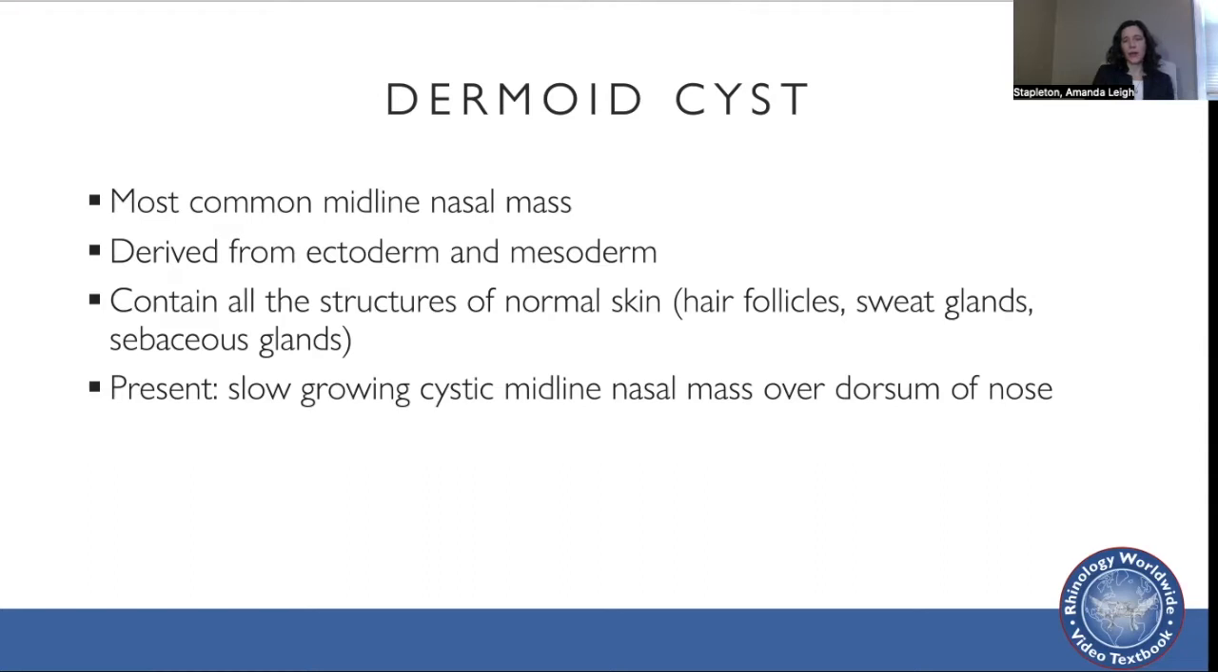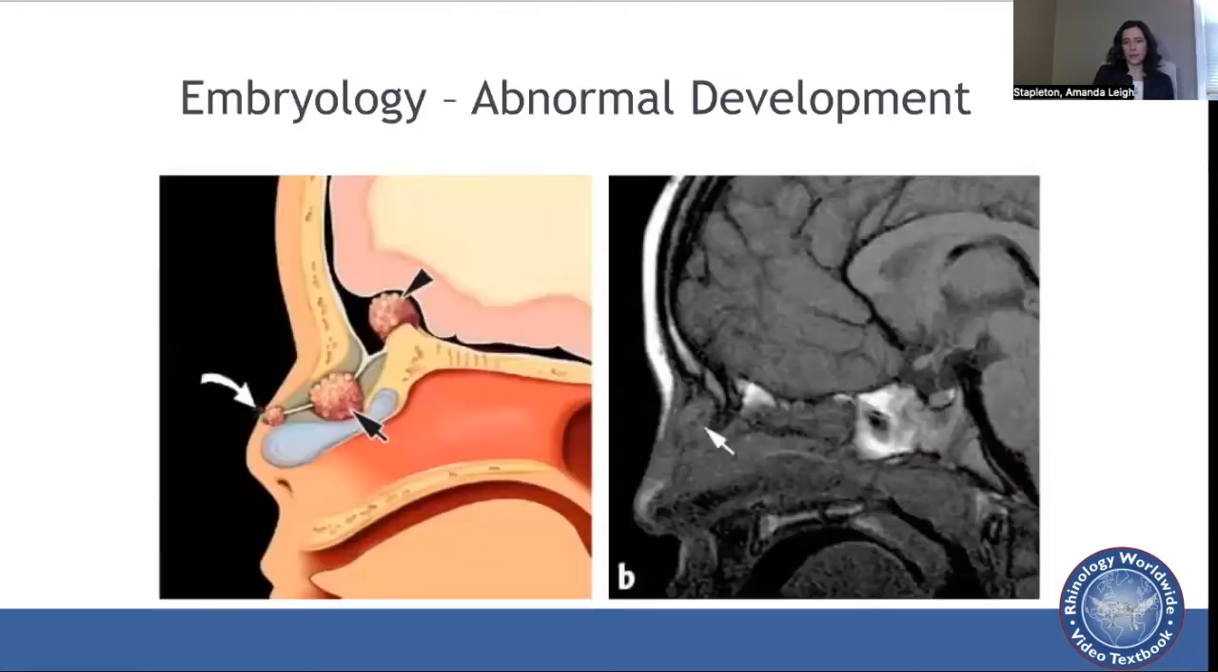And so I typically call these the cholesteatoma of the nose, meaning they have that white, cheesy, kind of sebaceous tissue within them. And if you don't get it all out, it just keeps coming back. And so they typically can present with a slow growing mass in the midline of the nose, typically over the dorsum, but it can kind of track anywhere from the radix down to the tip.